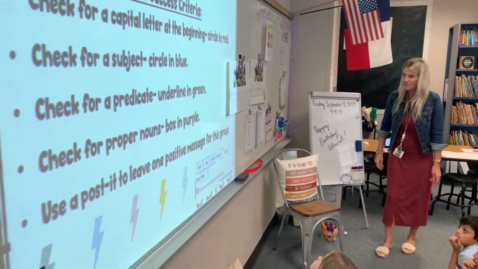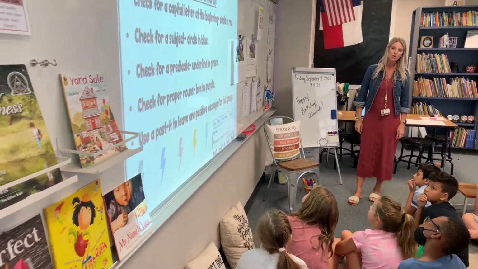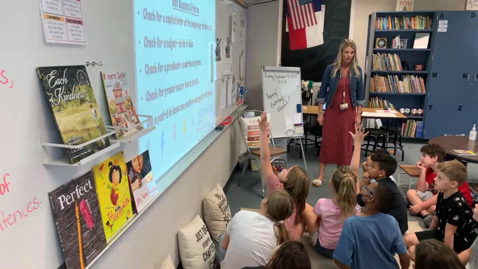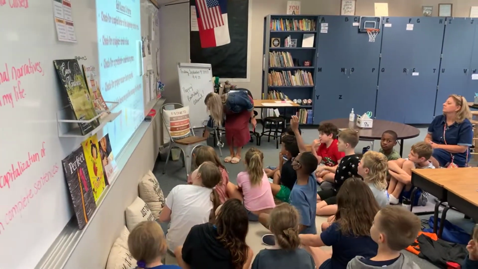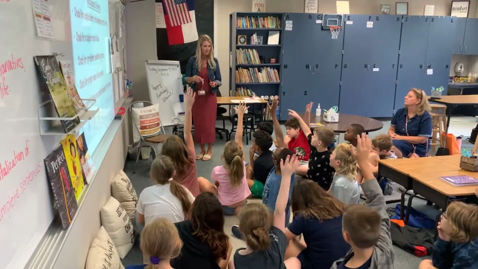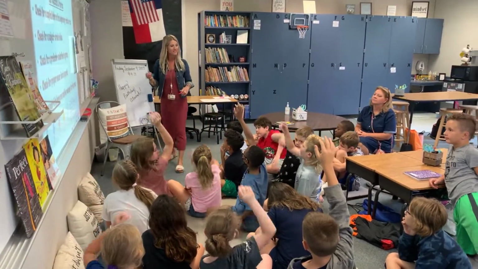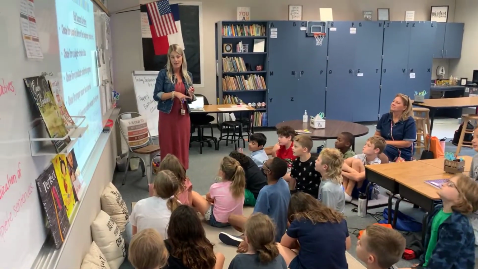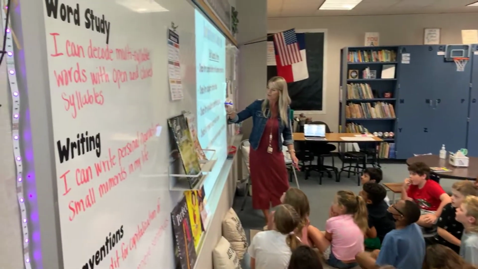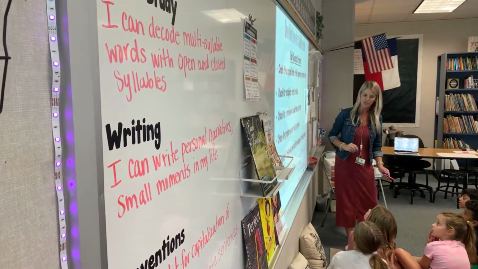All right. Now something's interesting. It's asking me to circle my subject in blue. What is my subject? Who is this sentence about? Emery told me earlier. Who's it about, Brooks? I. So I is going to have 2 circles. One because it's the capital letter of the sentence, and another circle because it is the subject of the sentence.